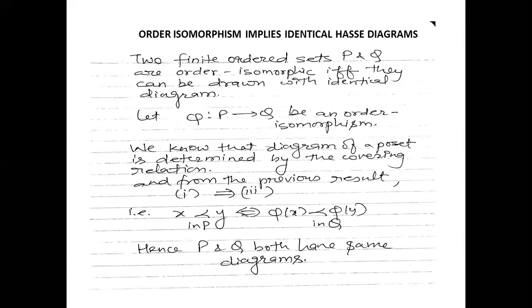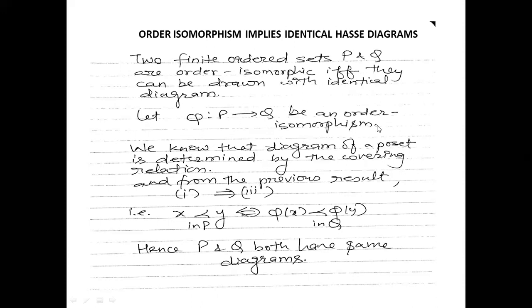Next is this result, and it says that order isomorphism implies identical Hasse diagrams. If you have two partially ordered sets and they are order isomorphic, then their Hasse diagrams will be identical. So two finite ordered sets P and Q are order isomorphic if and only if they can be drawn with the help of identical diagrams. Let us prove that. Let phi be a map from P to Q.